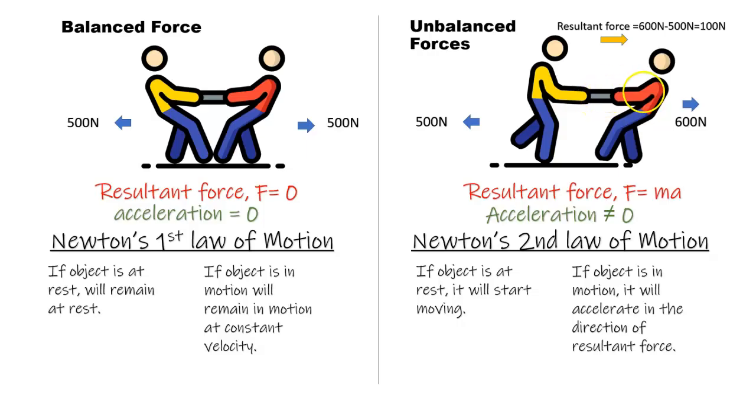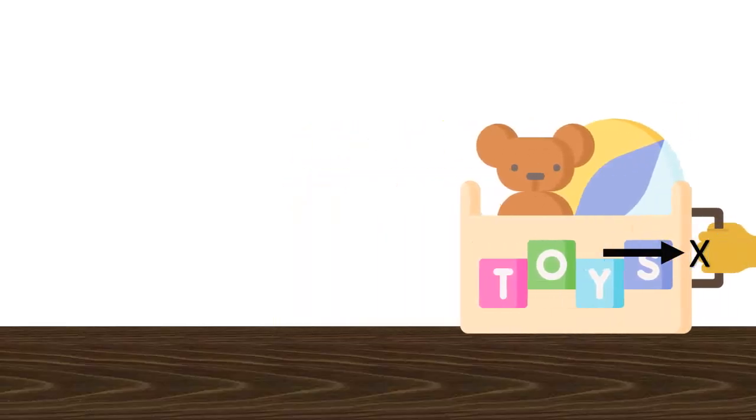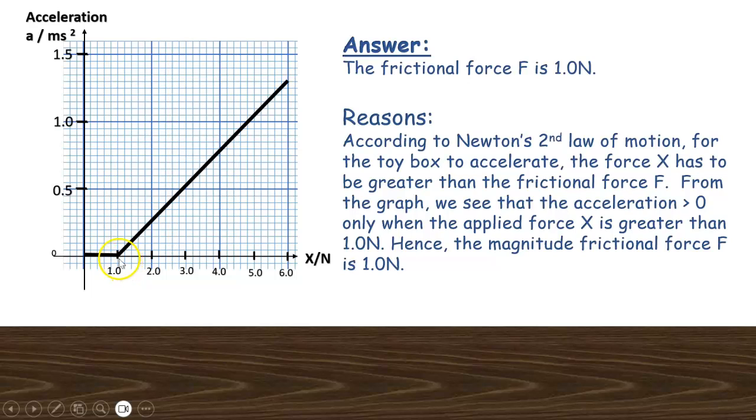We have previously learned that when an object is acted upon by 2 unbalanced forces in opposite direction, the object will accelerate in the direction of the larger force. This means that for the toy box to accelerate in the direction of the force X, X has to be greater than the frictional force F. From the graph, we see that the acceleration is greater than 0 only when the applied force X is greater than 1 Newton. Hence, the magnitude of the frictional force F is 1 Newton.